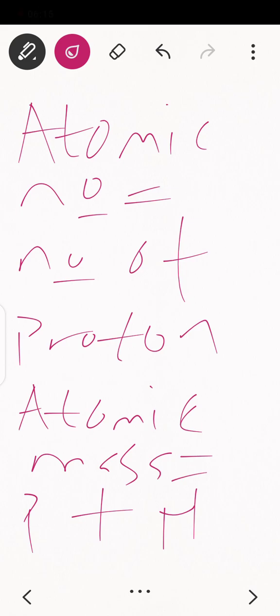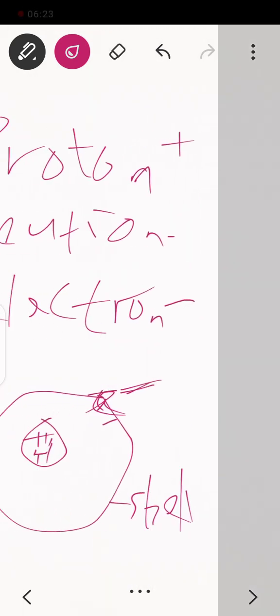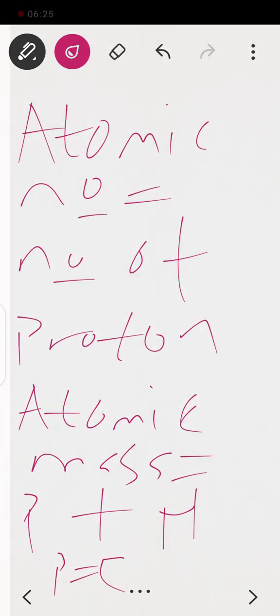But in a neutral atom, take note that the number of protons is always equal to the number of electrons. So P is equal to E in a neutral atom. P is equal to what? E. The number of protons is equal to the number of electrons. So I hope you are following me. So now, let's go to elements.